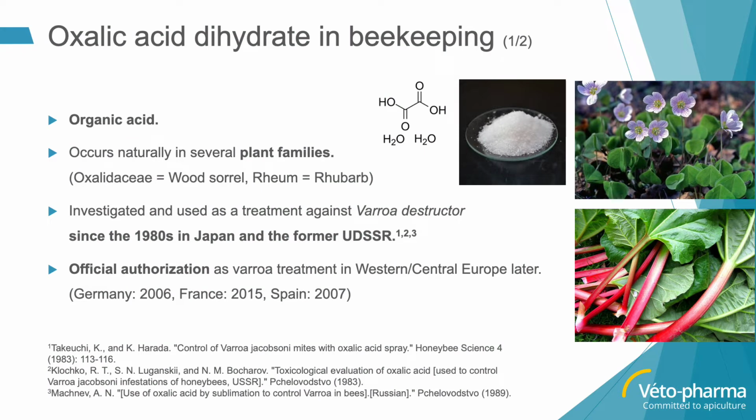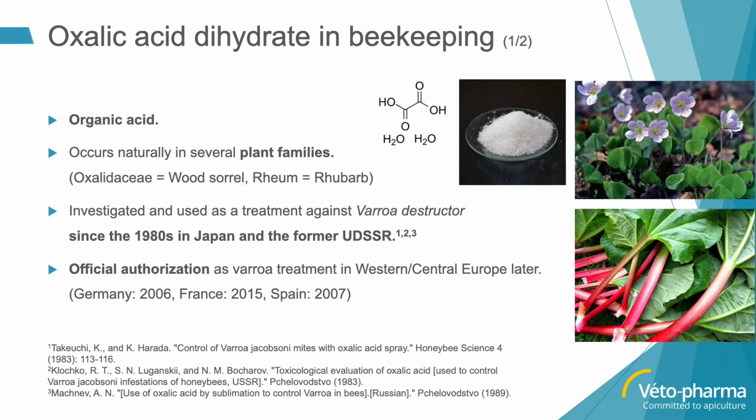Oxalic acid has been used in beekeeping as a Varroa treatment for several decades. It is an organic acid, and it occurs naturally in several plant families. Wood sorrel and rhubarb are two prominent examples of plants with high oxalic acid content.